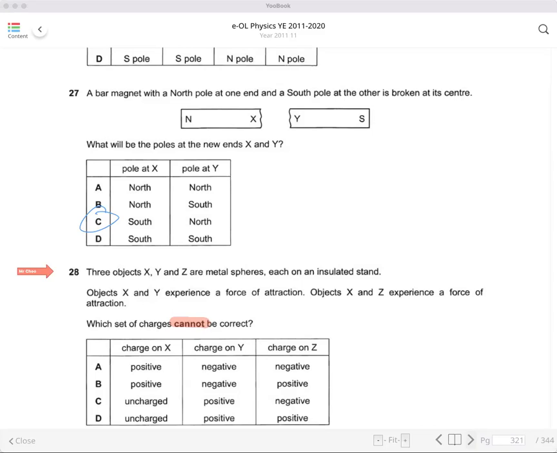Chelsea, incorrect. X and Y got attraction, so positive and negative can attract. X and Z also got attraction, so positive and negative can attract. So Chelsea, well done now.